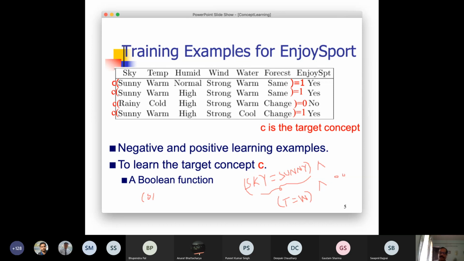Is it clear? So this is also a hypothesis. In a way, if I just take this one, it is a hypothesis. Yes, sir. Right? But does this hypothesis satisfy my whole training examples? No, it does not. I have written it considering only the first one.